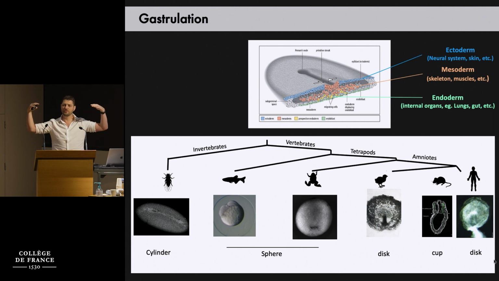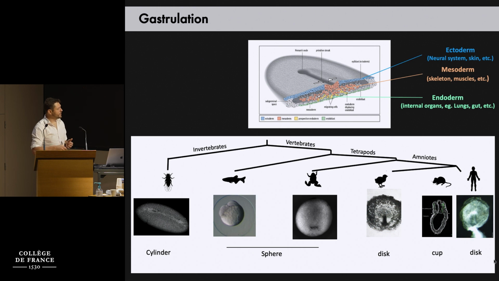What happens is that you have internalization of the tissue at the midline that I showed at the beginning, which is called the primitive streak in amniotes. This is where the tissue internalizes and becomes the mesoderm, that will be your bone and muscle later on. Or if it goes even deeper, it becomes the endoderm, which would be the guts mostly. And what doesn't get internalized remains at the surface and will be the neural system and the skin.